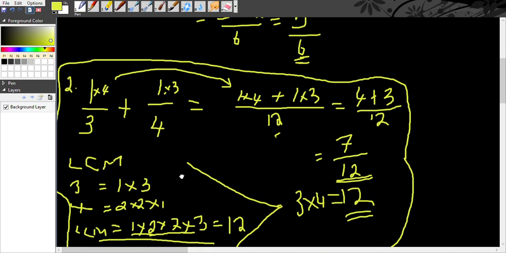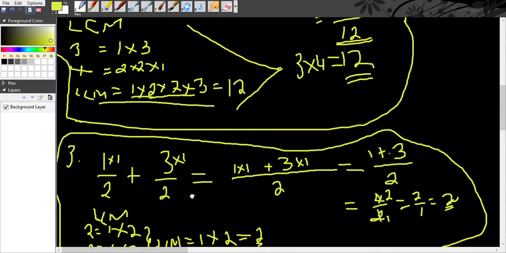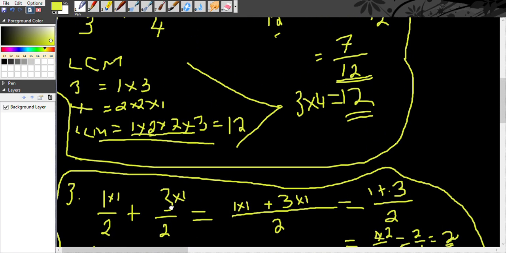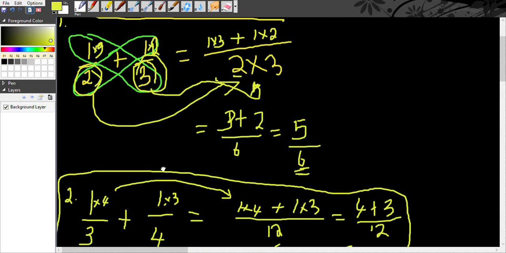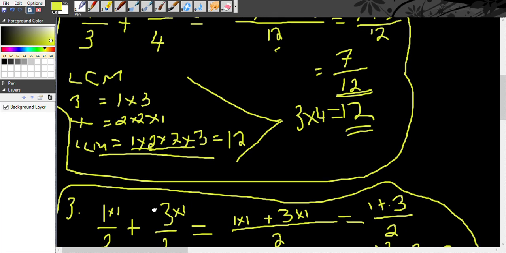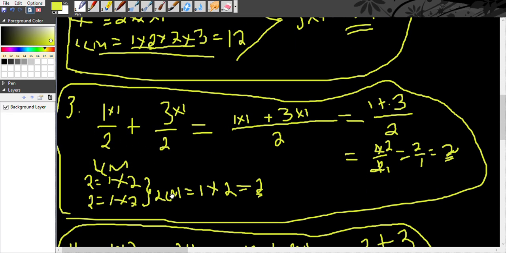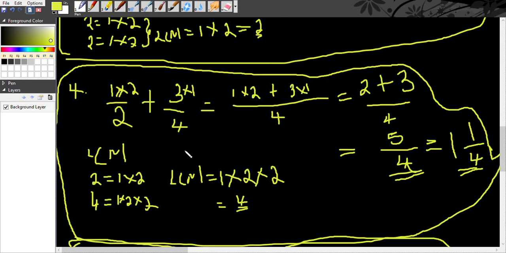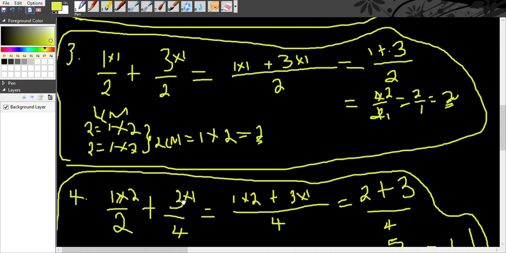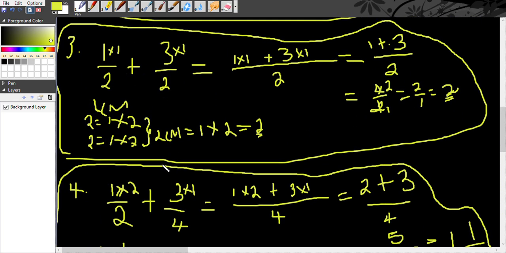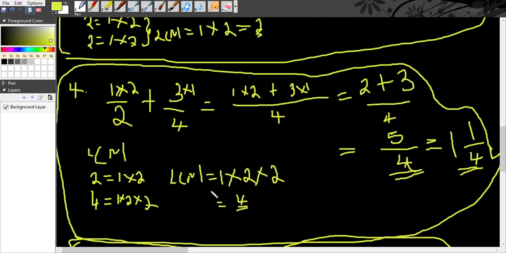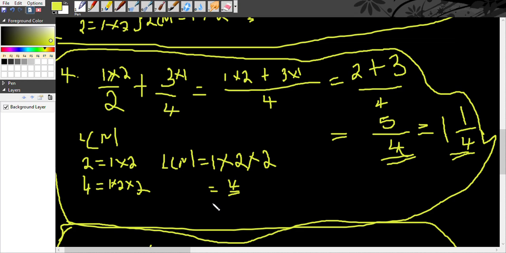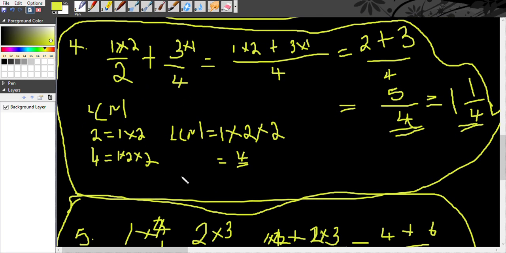We went through how to add fractions with different denominators, but the numerators were the same. Then later on we added fractions with different numerators but same denominators. Then we also added fractions with different numerators and denominators.